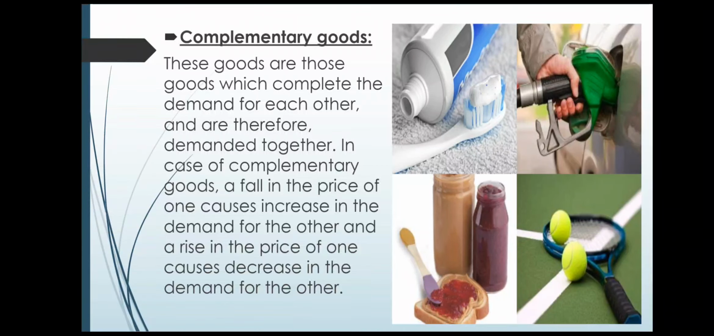For example, if there is a rise in price of petrol, it will lead to decrease in the demand of cars, because people are going to think that they need petrol in order to run their car, and since petrol has become expensive, it will become an expensive affair to maintain a car, and as a result they might not demand car. Okay, so these are complementary goods.